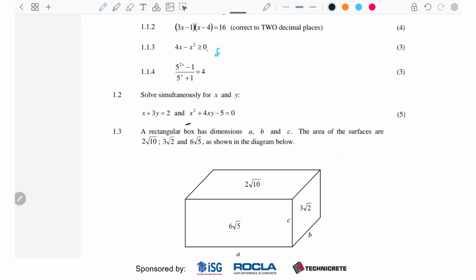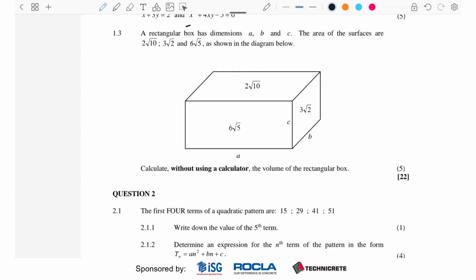Now for 1.3, they say a rectangular box has dimensions A, B, and C. The areas of the surfaces are 2 square root 10, 3 square root 2, and 6 square root 5, as shown in the diagram below. Now they want us to calculate, without using a calculator, the volume of the rectangular box.